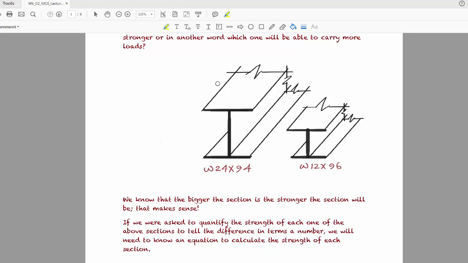I'm assuming that you'll say this is stronger because it is bigger. Good. But the other important question is that this one is stronger by how much? That is the issue. So moment of inertia is a measure for the strength of a section.